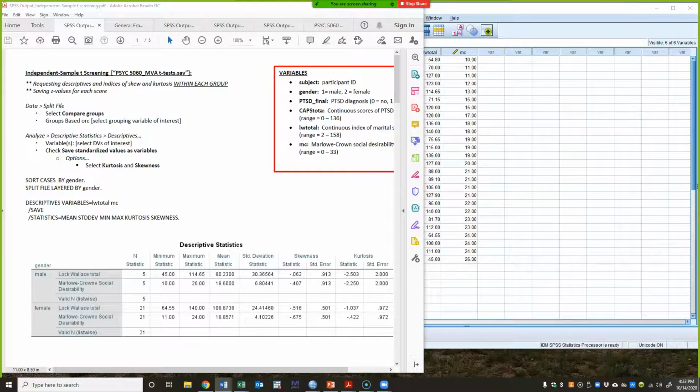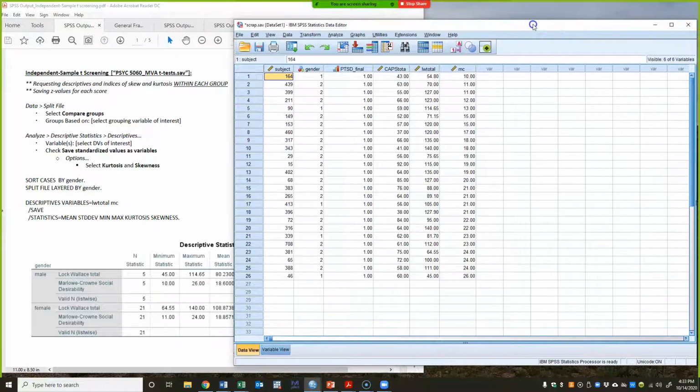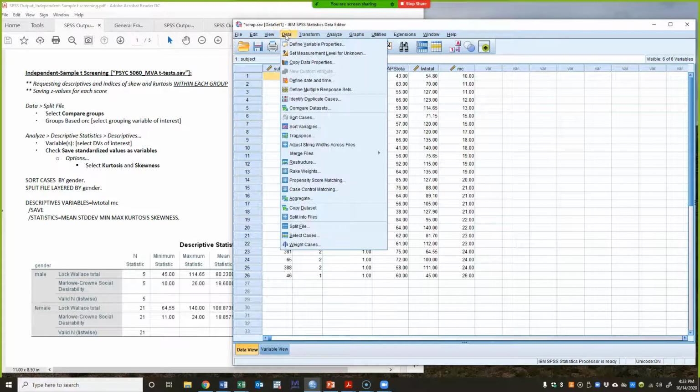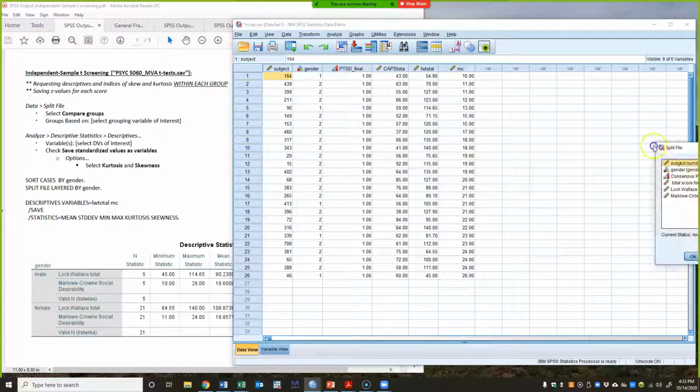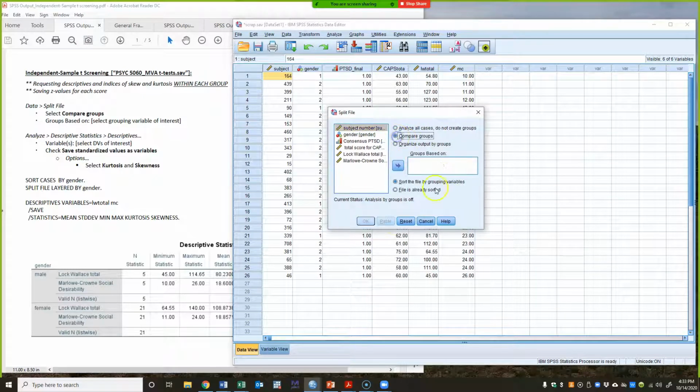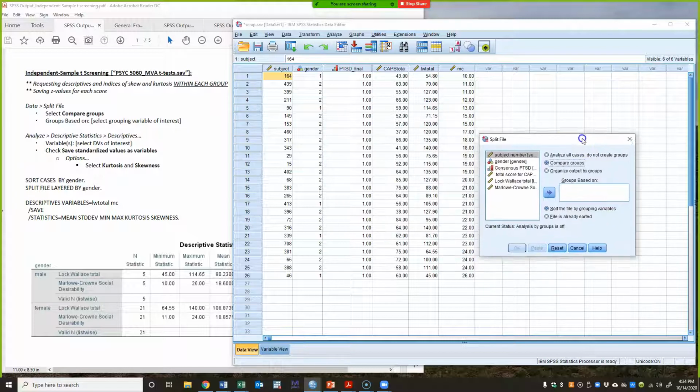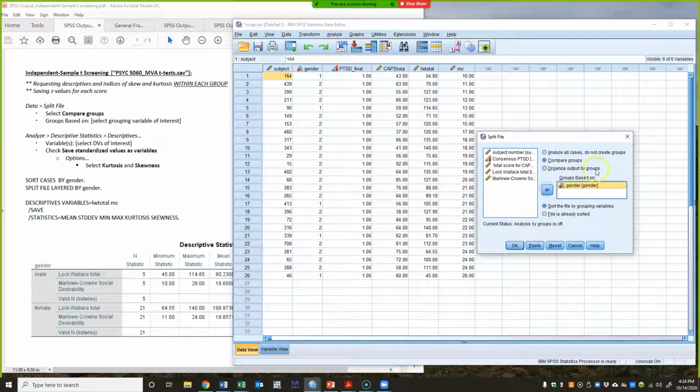Okay. In order to split this file up, I'm going to go to data, down to split file, and then I'm going to compare groups. And what's my grouping variable here, Ari? Yeah. I'm going to select that, drop it in, and split the file by group.